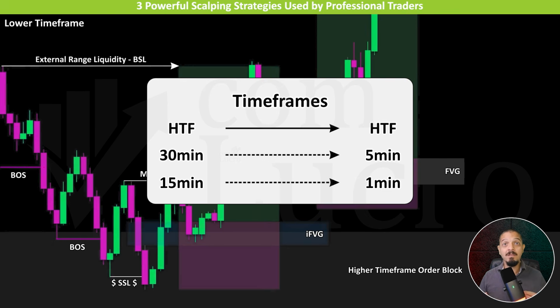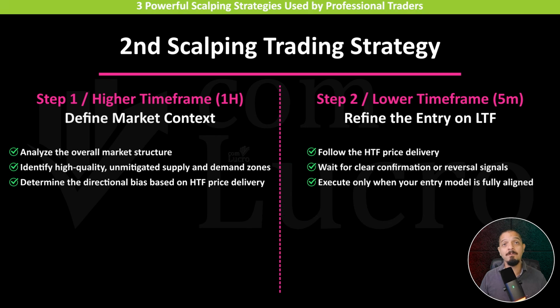The most effective higher time frames for identifying this setup are the 30-minute and 15-minute charts. Once a potential setup is identified on the higher time frame, you can move down to lower time frames, such as the 5-minute or even the 1-minute chart, to execute the entry. Now let's continue with the second scalping strategy.